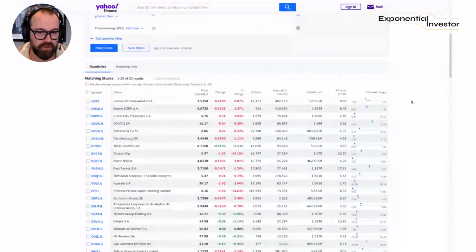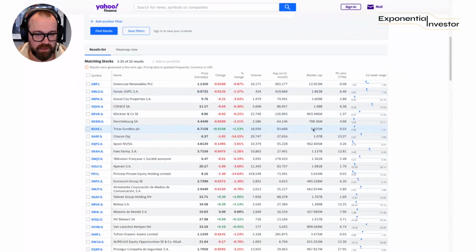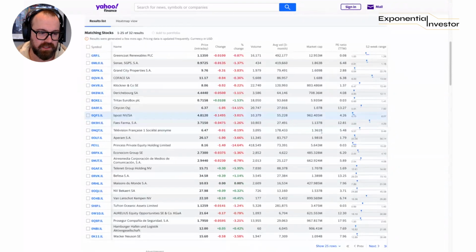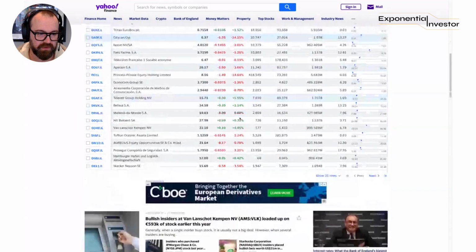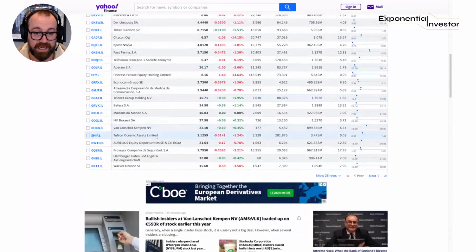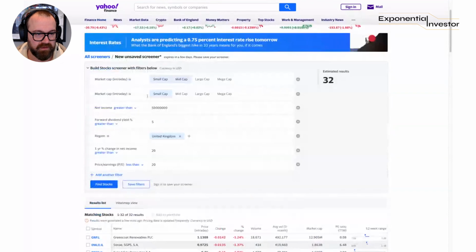We got a few in the market cap. So Greencoat, tiny little market cap. Tridax. Eurobox, again, tiny little market cap. The UK has got all of these overseas listings that come up with this, but you can filter through them pretty easy. Tufton Oceanic Assets Limited. Again, all these tiny small stocks fit into our small and mid cap.